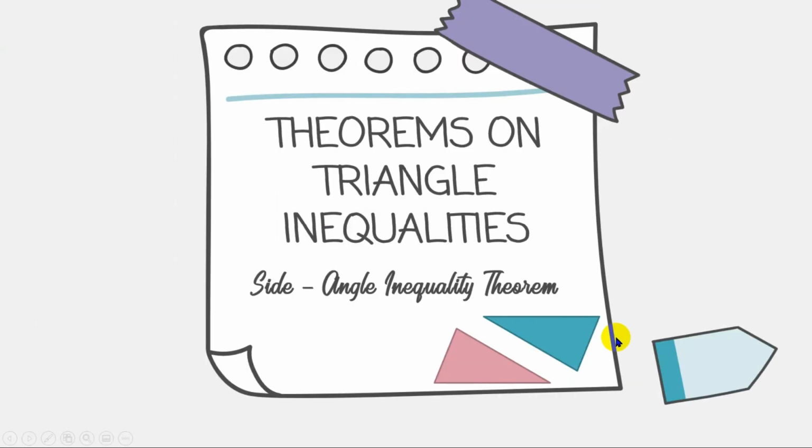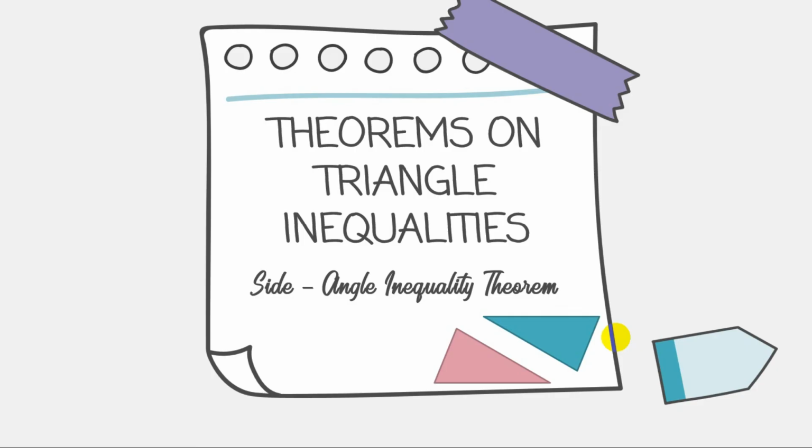Okay, so that's all for this video. I hope you enjoyed this lesson and I hope that you learned from this lesson. So we're done with our first theorem on triangle inequalities, the side angle inequality theorem. So in this theorem, nalaman natin na may relationship between the sides and the angles of the triangle. The longer the side, the larger the angle is. The shorter the side, the smaller the angle is.